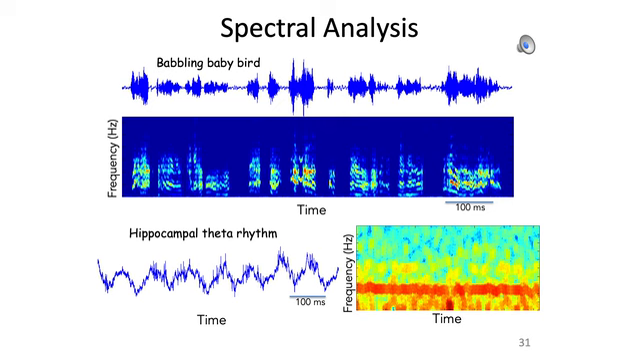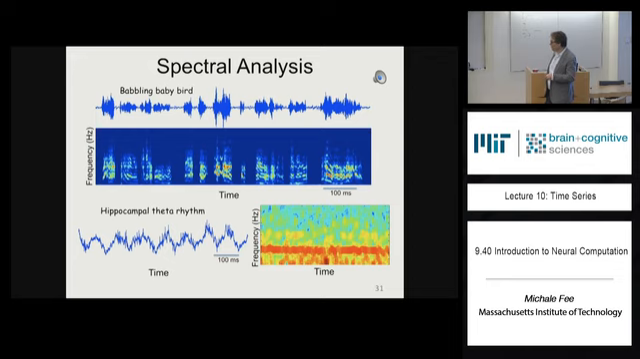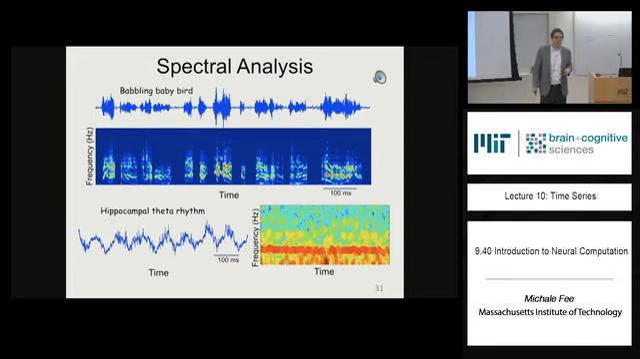Here you can see this 10 hertz rhythm. It has a period of about 100 milliseconds. But on top of that, there are much faster rhythms. It's not always so obvious in the brain what the rhythms are, and you need spectral analysis techniques to help pull out that structure. Okay.